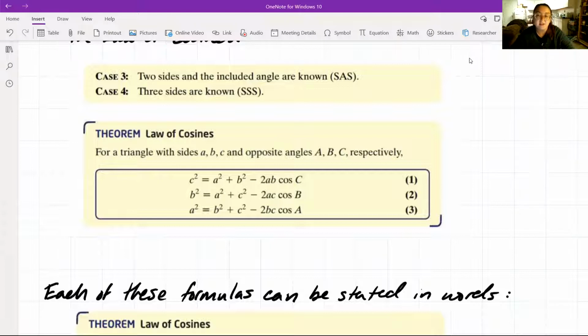So we see our capital letters, these are our angles, our lowercase letters are our sides. So we have our three different equations here that allow us to solve for different things.